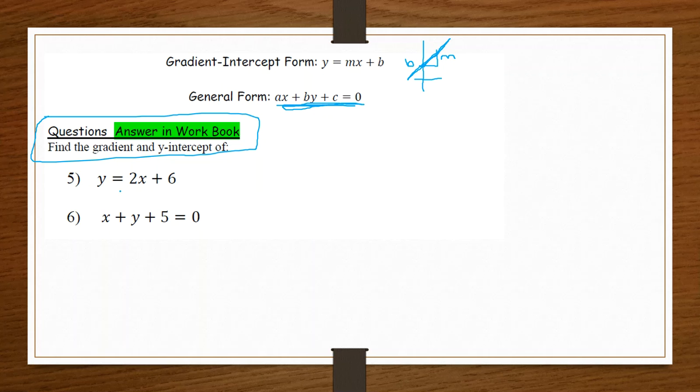These are your two questions. So y equals 2x plus 6. Straight away, we know the gradient is 2 and the y-intercept is 6. So this 2 goes there and the 6 goes here. For question 6, you need to rearrange it. So you might like to try, pause the video, and then press play when you're ready to check your work.